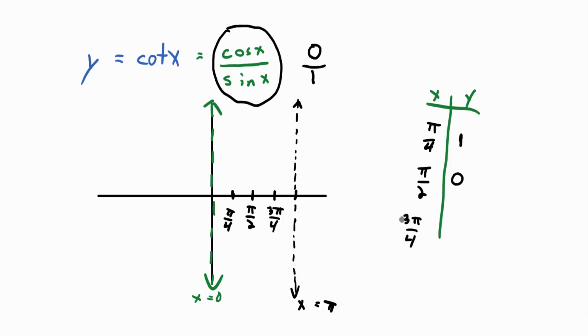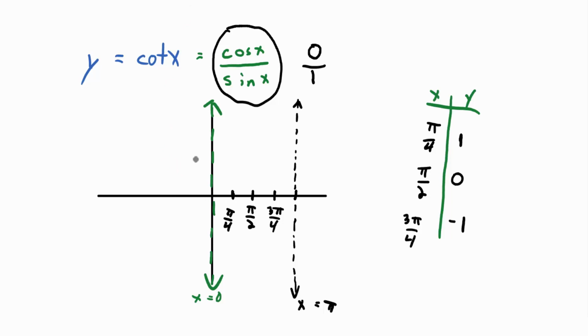What about 3 pi over 4? Cotangent, rather, of 3 pi over 4? -1. It's going to turn out to be -1. Okay? And you can always verify that if you know your cosines and sines. You can always verify that by plugging into cosine x over sine x. Well, now, once you know that, it's not that hard to plot.